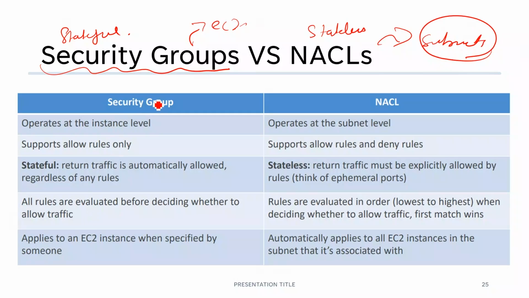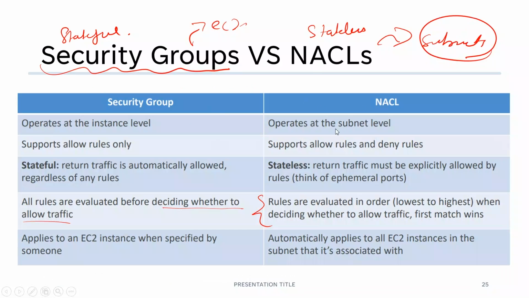So in a security group, there is no evaluation order. All rules are evaluated before deciding whether to allow traffic. But in a NACL, rules are evaluated in priority order. Sorry, lower numbered rules have higher priority. That is what is followed in NACLs, but in security groups it is not the case. I hope that makes sense.